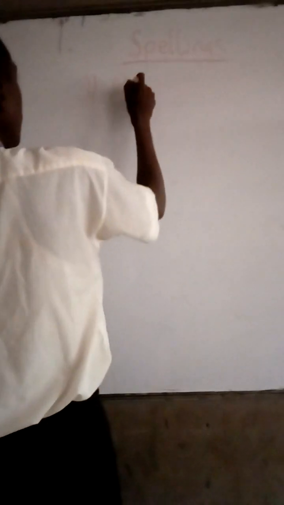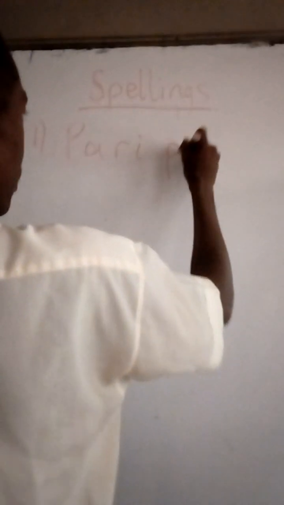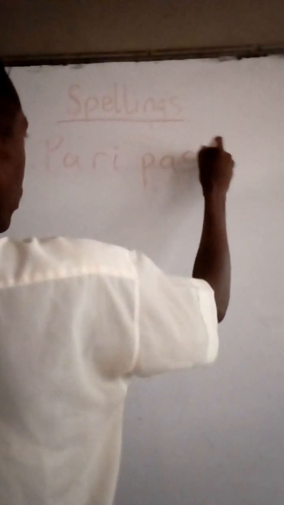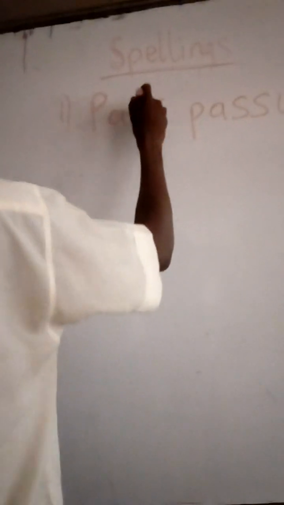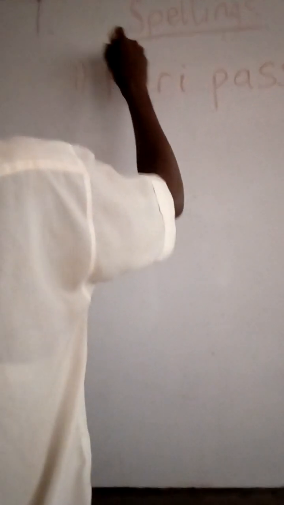Some words with our correspondence. The first one is pari passu. The spelling of pari passu is P-A-R-I P-A-S-U. Pari passu. What do I call it? Pari passu. Pari passu is P-A-R-I P-A-S-U.